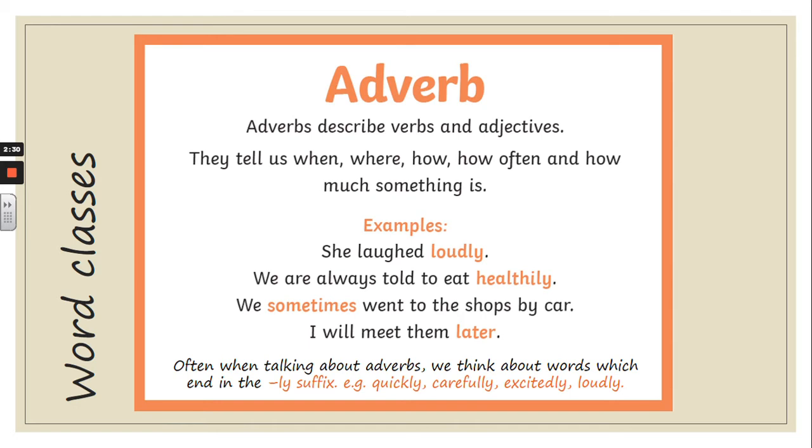An adverb then describes a verb or an adjective. It tells us when, where, how often, and how much something is. So loudly, healthily, sometimes, or later. So we often talk about adverbs and we'll say things like that you need to look for the ly suffix. It's an easy way to help the kids to understand that a lot of ly words like quickly, carefully, excitedly, and loudly are all adverbs because they are describing how you are doing something. So if I said the boy ran quickly or he walked carefully, it shows you a little bit more about how they are moving.